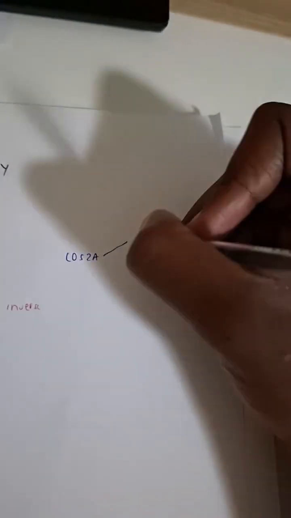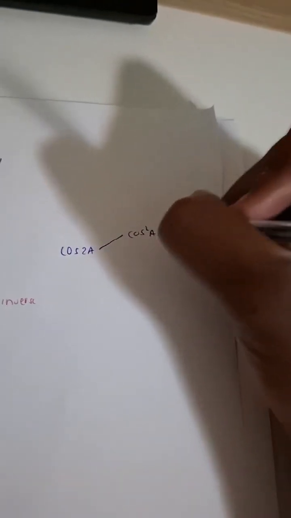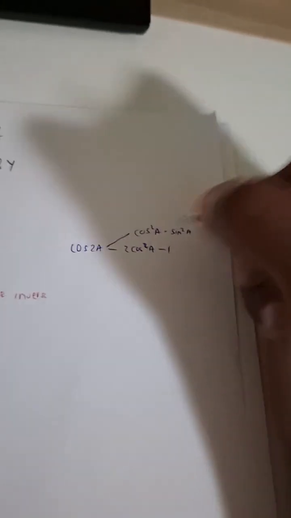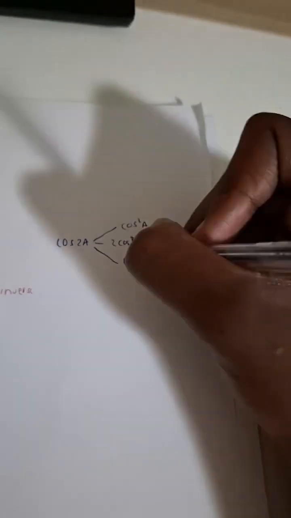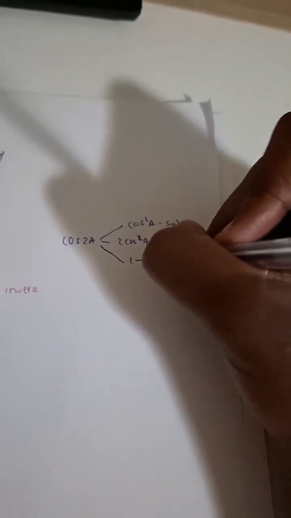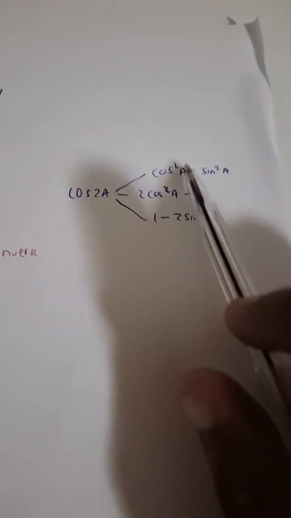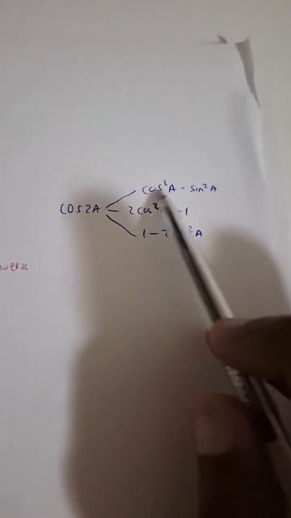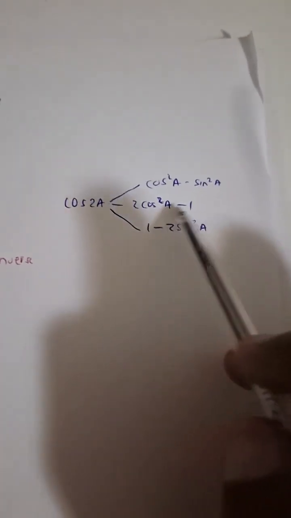This is all in preparation for me utilizing this expression, which is, if you remember, guys, cos of 2a can be one of 3 things. You can say cos squared a minus sine squared a, or it can be 2 cos squared a minus 1, or it can be 1 minus 2 sine squared a. These are the 3 forms of the expansion of the double angle of cos. Okay, this is from grade 12.